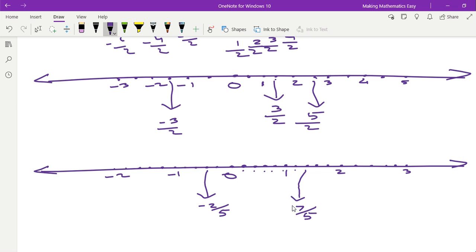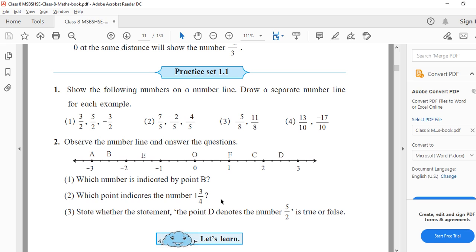Next number is -4 upon 5. This is -2 upon 5, -3, and this is -4 upon 5. Before -1, this is -5 upon 5, and before this is -4 upon 5, which is over here. So this is also completed. Now let's move on to next sum.